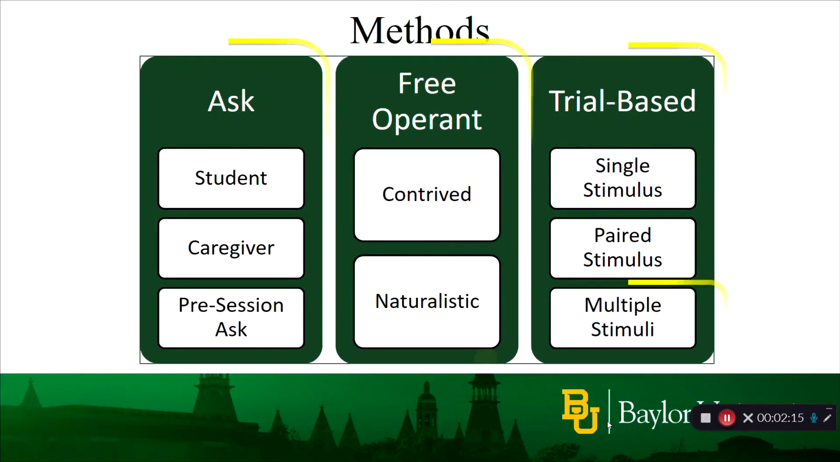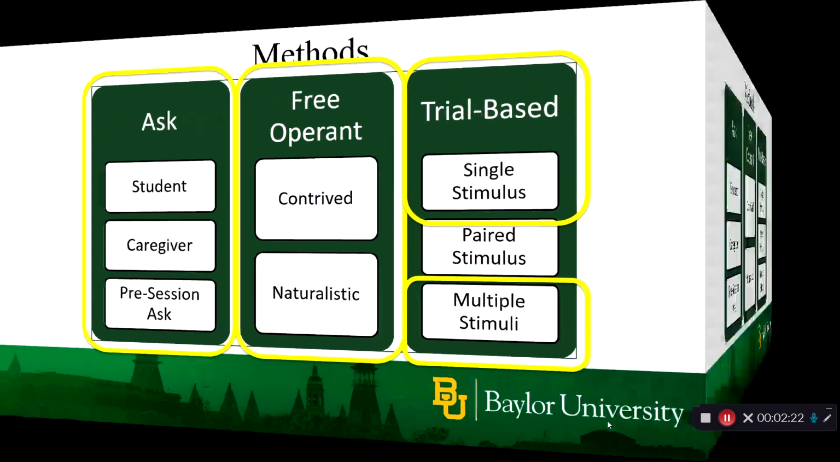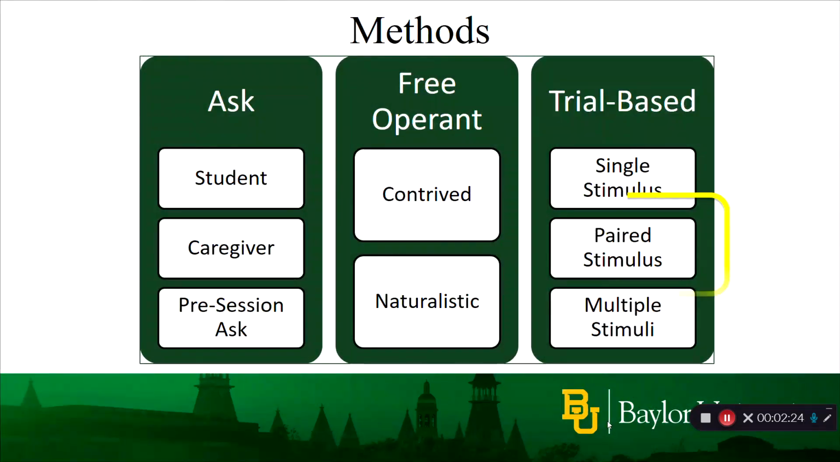In phase 1, you learned a good deal of preference assessment methods. And so today we're going to focus on that last assessment method that you have not yet been taught, and that's called paired stimulus.